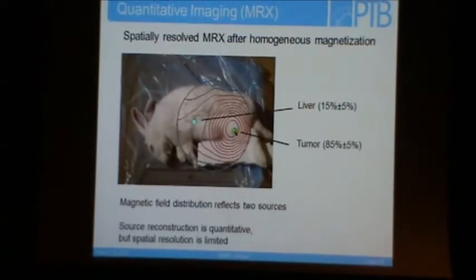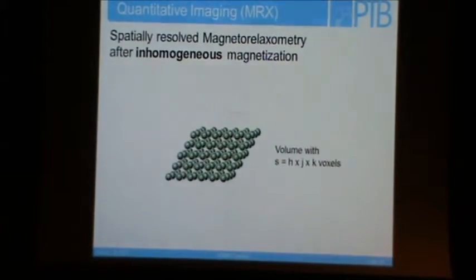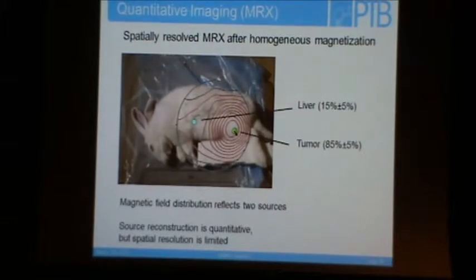This is a magnetic field distribution. It's not the nanoparticle distribution, but we see that it is distorted. It's not a simple magnetic dipole, but somewhat distorted in this direction. And from this we can roughly estimate that there is a second source in the range of 15% or so, which is in this case very likely the liver, so that only 85% have reached the tumor. This was done again together with Christoph Alexiou. But this is not so satisfying. I mean, the uncertainty is very high and it's not a clear image, it's just a localization.